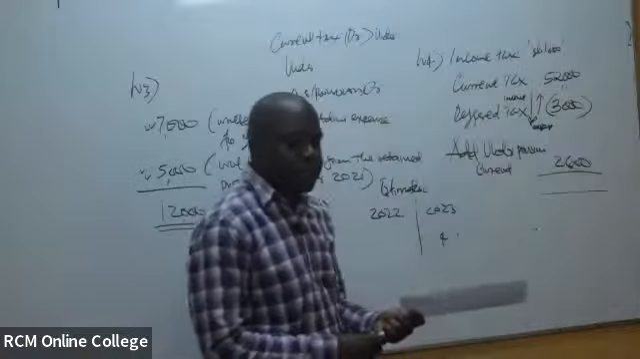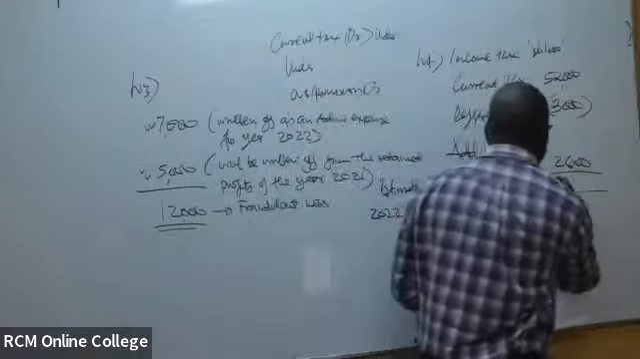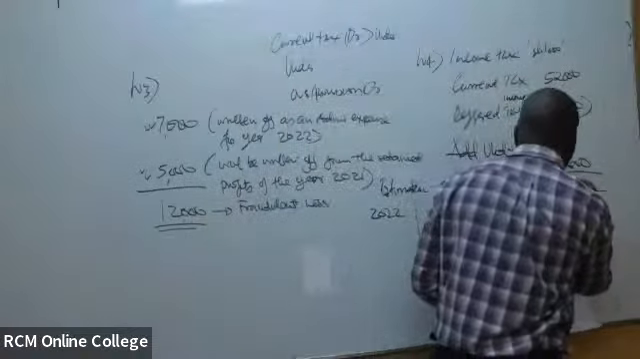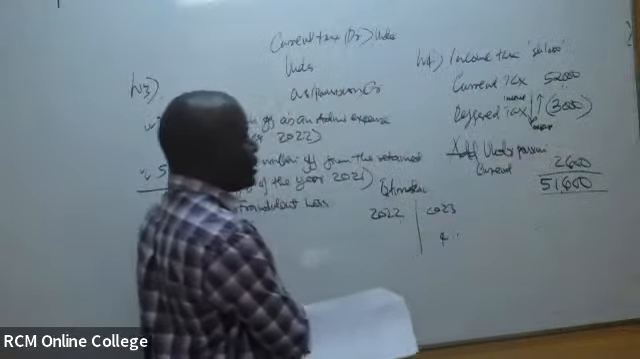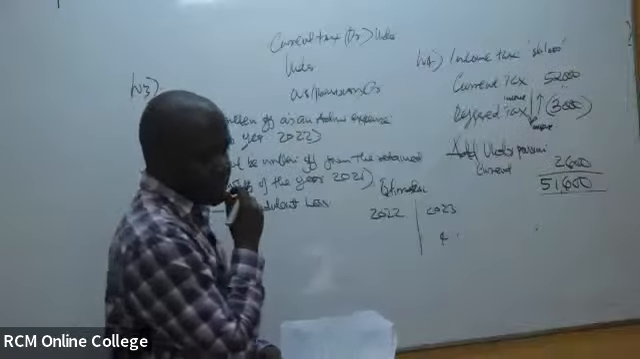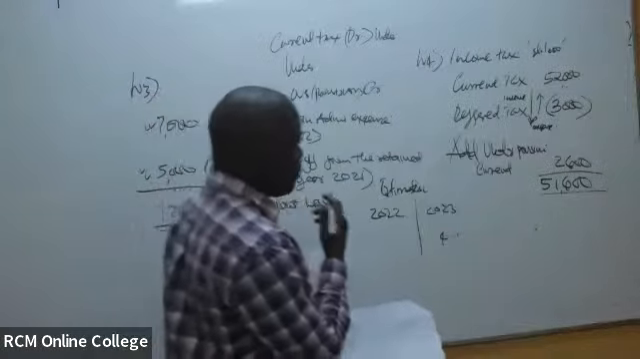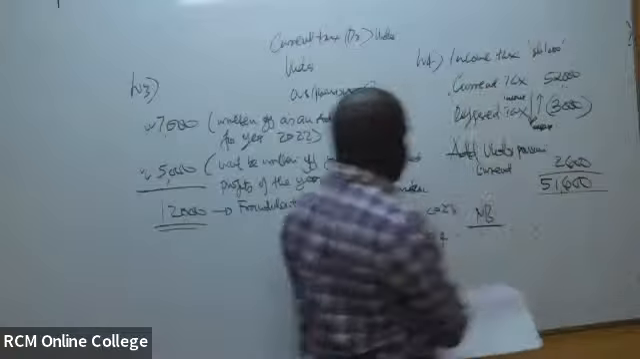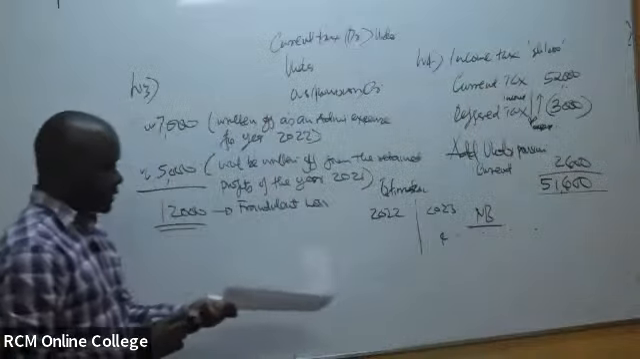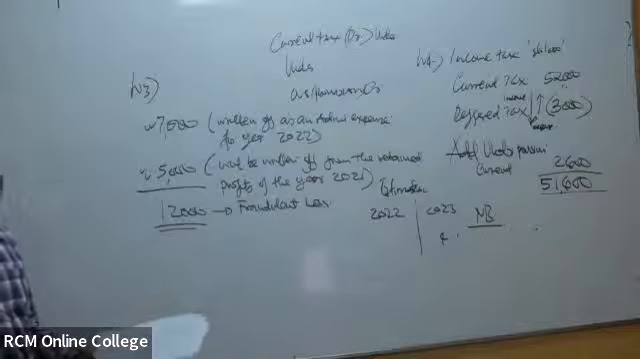So it is 51,600. So maybe you can write an NB after that. Just write an NB.